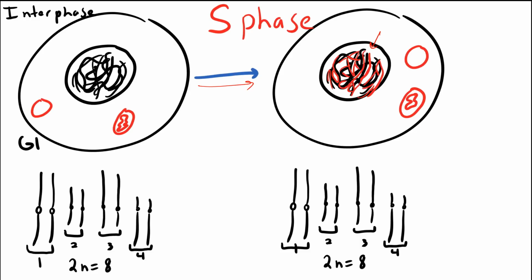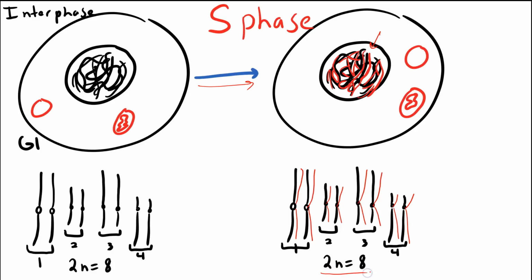So the cell duplicates the DNA so that there are two complete collections of genetic material. In this picture, I'm going to draw the duplicates here in red. This chromosome gets duplicated, this chromosome gets duplicated, and so on and so forth. Those are the characteristic X-shaped chromosomes you see in your textbook.